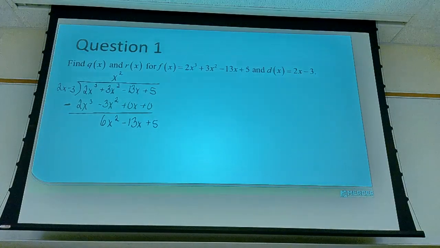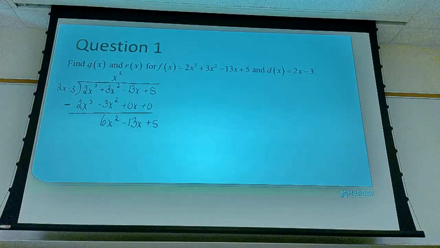Now look at your new dividend. You want to check the degrees. What is the degree of that new dividend? It's 2. Is that less than the degree of the divisor? No. So the algorithm continues.